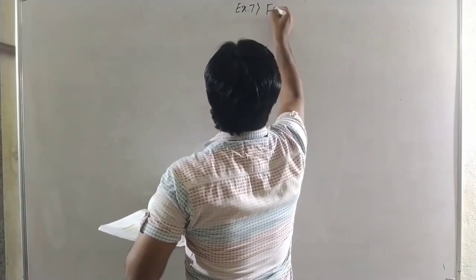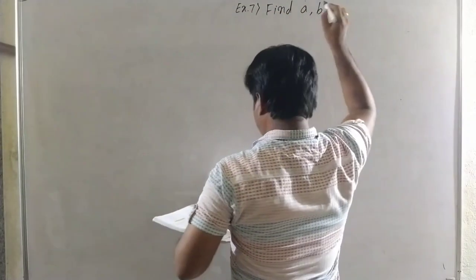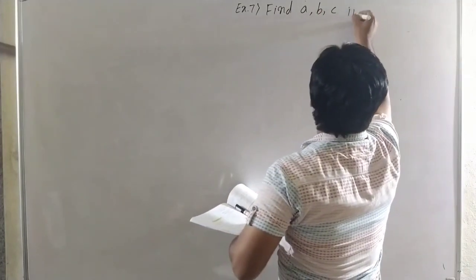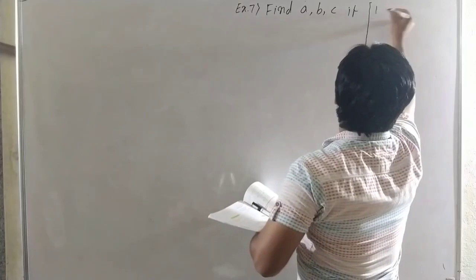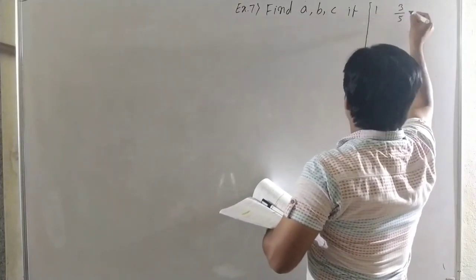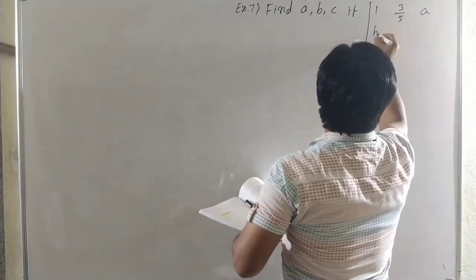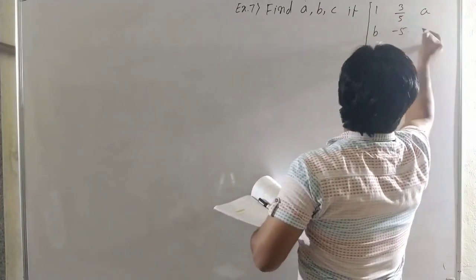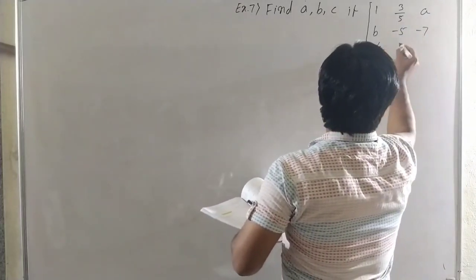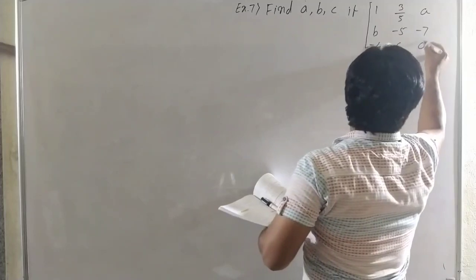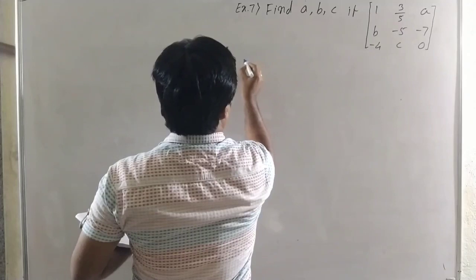Find A, B and C if the matrix with first row 1, 3/5, A, second row B, -5, -7, third row -4, C, 0 is a symmetric matrix.